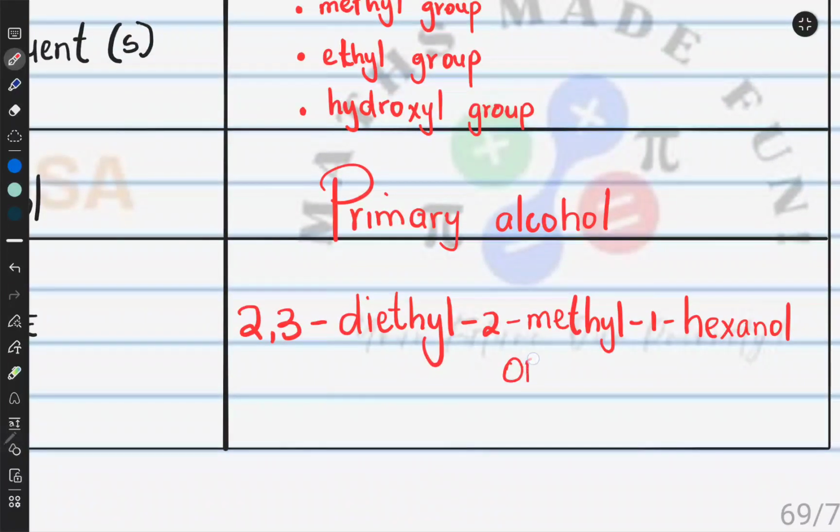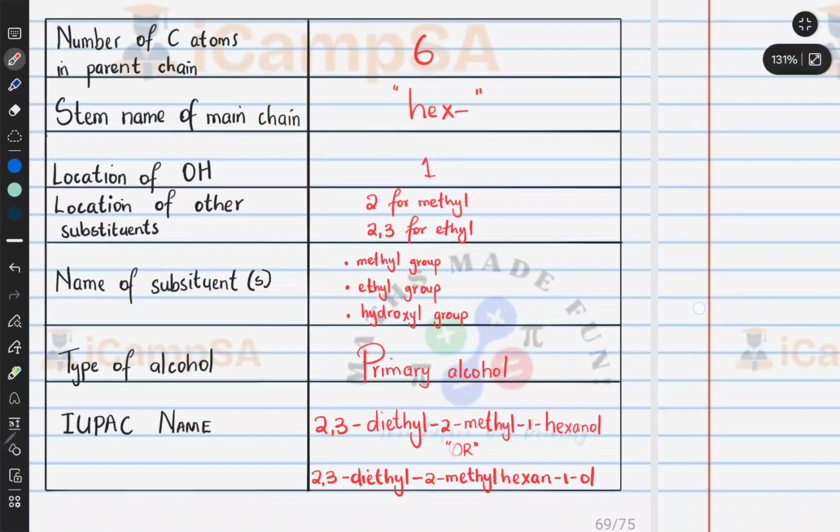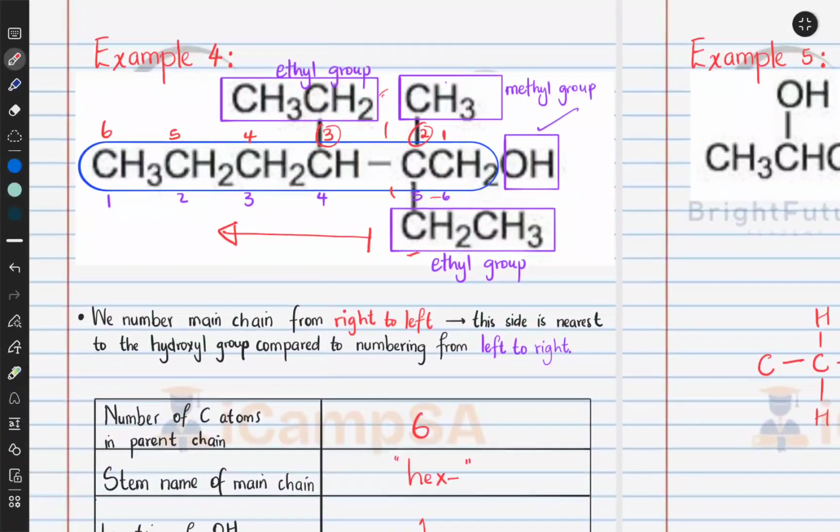Or, right, you can say 2,3-diethyl, 2-methyl, and then hexan-1-ol. All right, so that's what we have there. So this is how you would name this type of alcohol, okay?